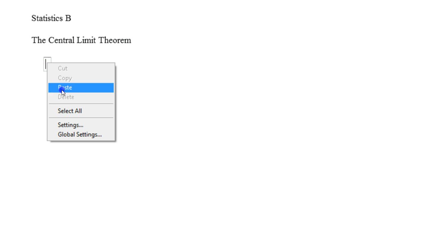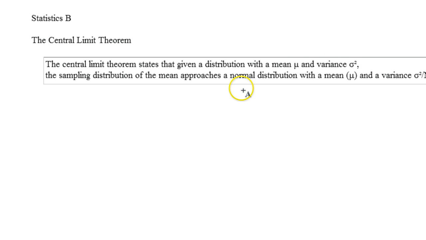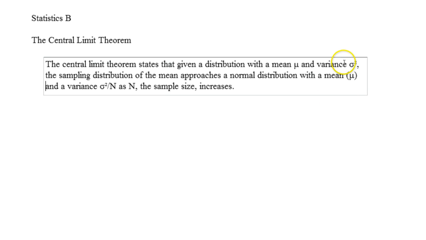Alright, so today we'll be talking about the central limit theorem. Okay, and the central limit theorem is basically this. It states that given a distribution with a mean of mu and a variance of sigma squared divided by, I believe it's, nope, not divided by n.